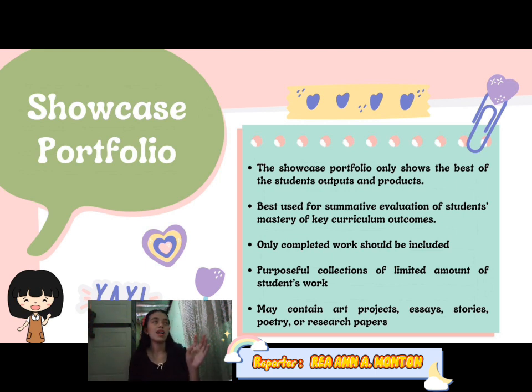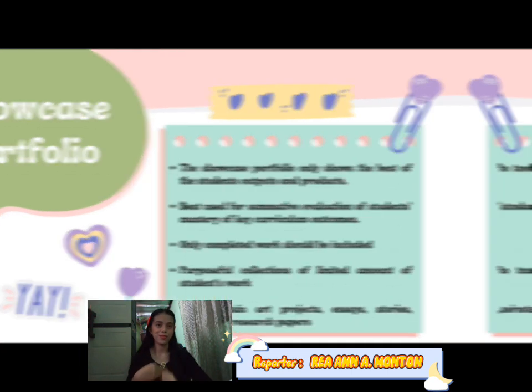So mao to siya ang differences of the three types of portfolio. Again, what are the different types of portfolio? So the first type is the documentation portfolio. Next is the process portfolio. And the last one is the showcase portfolio.